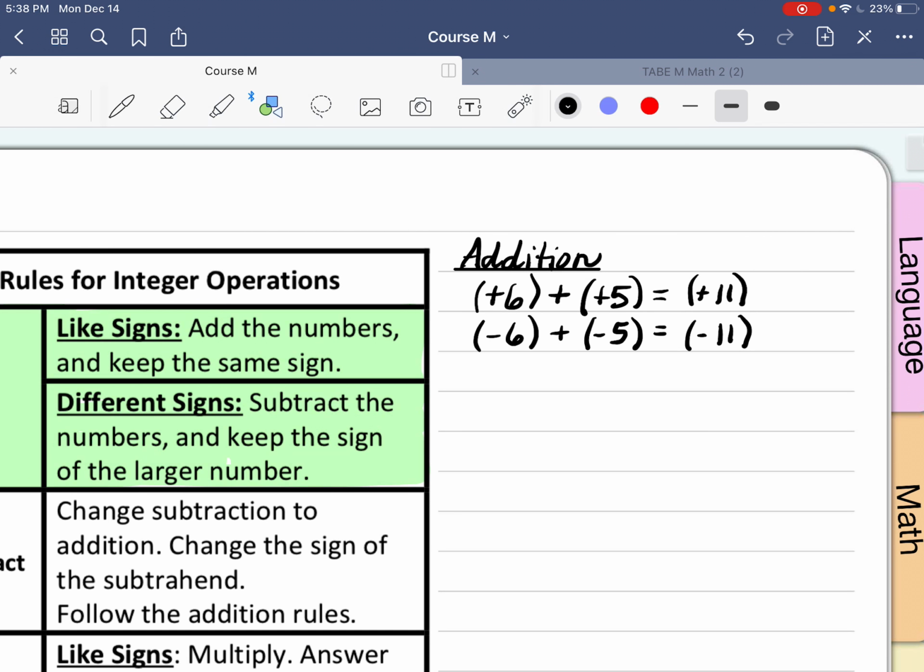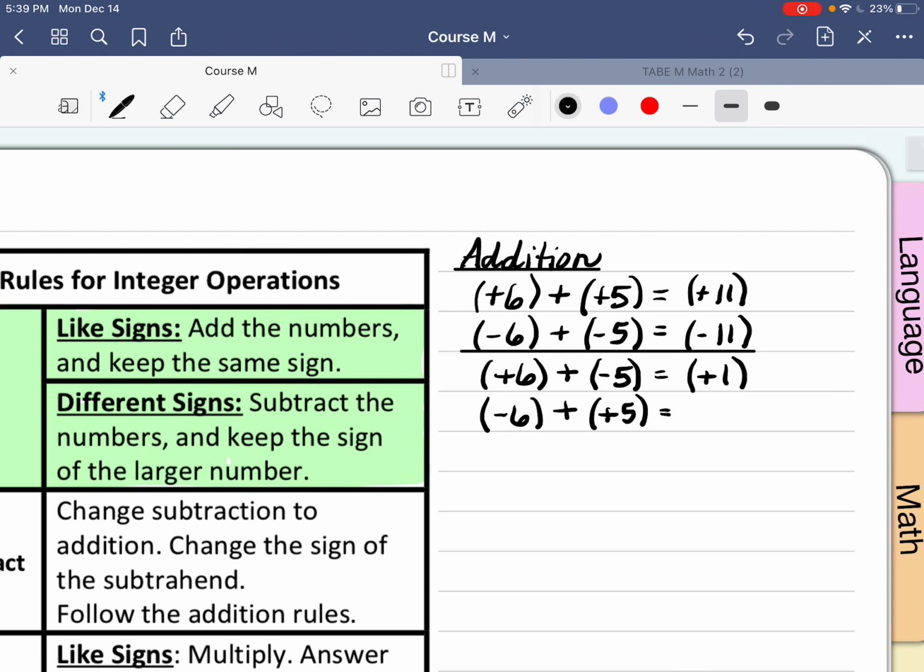If you have different signs, so let's suppose that I am taking a positive 6 and I'm adding a negative 5 to that. So I've won 6 and I've lost 5. That leaves me with a net gain of 1. 1 to the good. If you have a negative 6 and a positive 5, so I've lost 6, I've gained 5, that leaves me at negative 1. So if you're adding different signs, you subtract your numbers and keep the sign of the larger number.